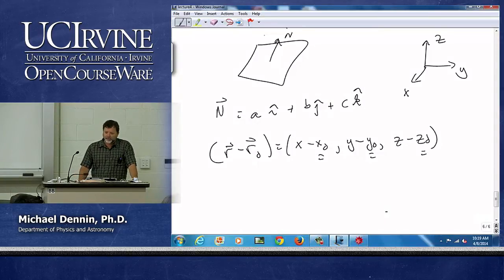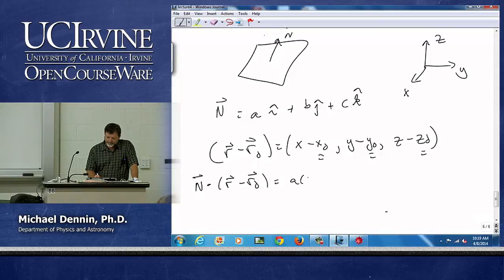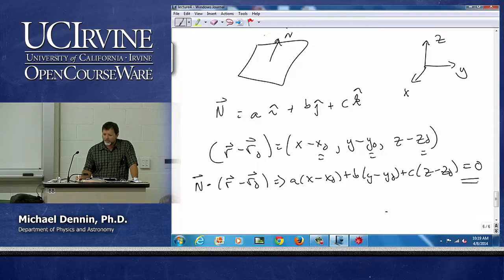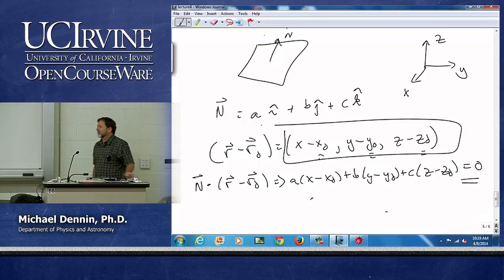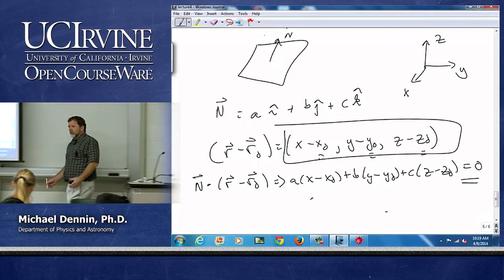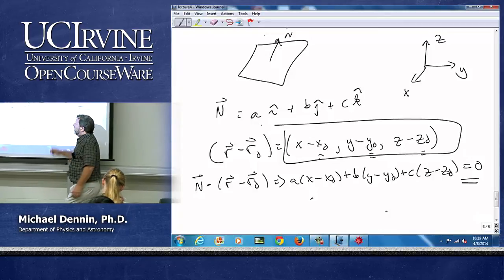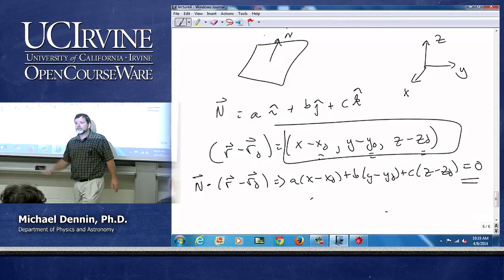So I had to add a little extra piece, but now if I do that dot product, n dot (r minus r naught), I will get an expression, and then if I set it equal to 0, by definition, every vector x minus x0, y minus y0, z minus z0 is perpendicular to n. So it's all the points in the plane perpendicular to it that also goes through the point x naught, y naught, z naught.